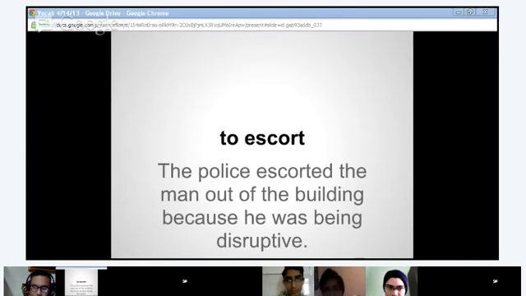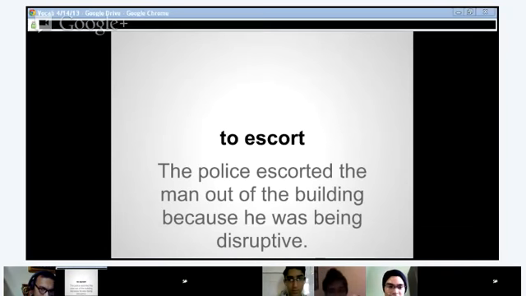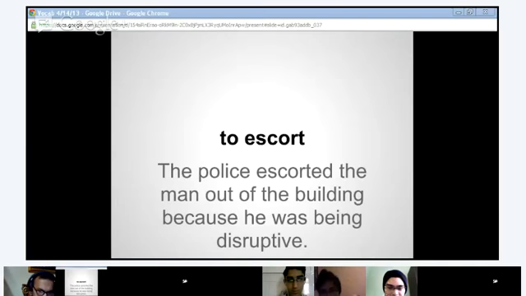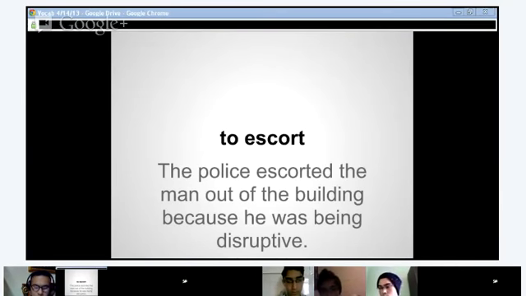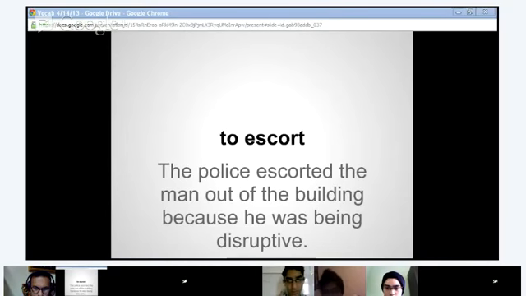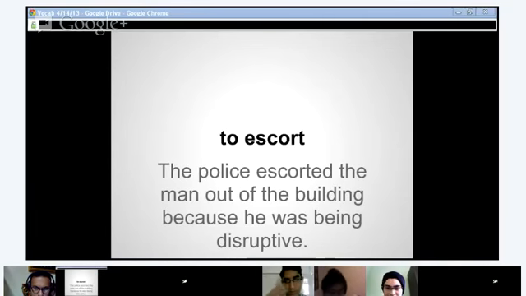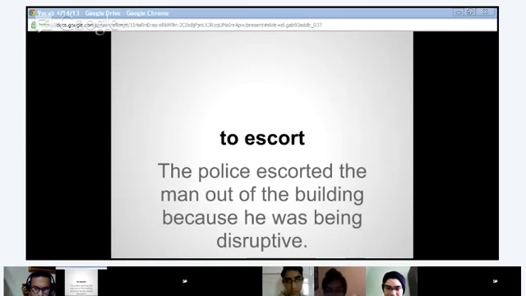Any other synonyms for "to escort"? To guard, protect, to guide, that could be one. To protect, maybe. To escort is to accompany somebody, maybe to a place or out of a place. So the police escorted the man. In this case, they are taking him out, but the key is that they are accompanying him.